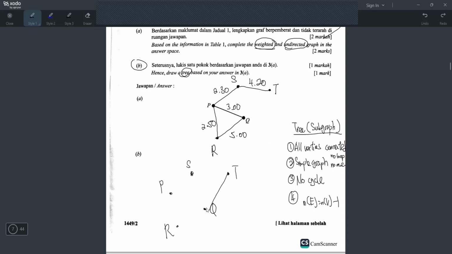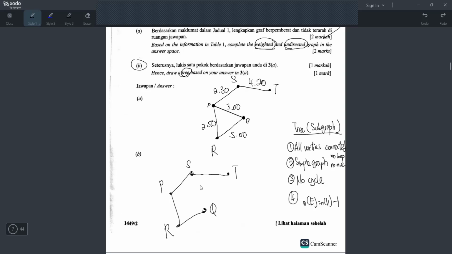But you cannot join T to Q because I already said subgraph means it has to be a part of the graph, right? So TQ, there's no line here. If you draw it here, it's not correct. So you can only draw when it's part of the graph, right? So T to S you can join because memang ada line macam ni, and then S to P, right? And then P you can go to R, and then R you can go to Q, and this is where you stop. Because if you go like that, then it's not a tree anymore. So this is the answer, right?